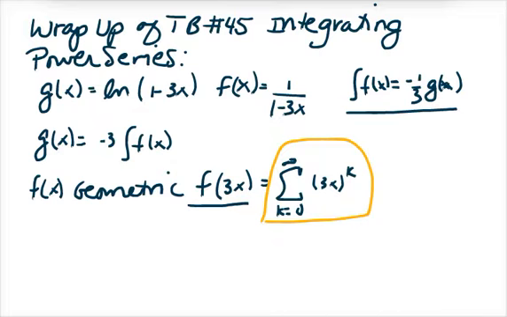So to wrap up, f of x is a geometric series with 3x. So the geometric series is represented by this summation. And if we were to integrate that, just manipulate the indices, the integral of that would be the sum from k equals 0 to infinity, right? You take your index, you add 1, so it's (3x)^(k+1) over k plus 1.